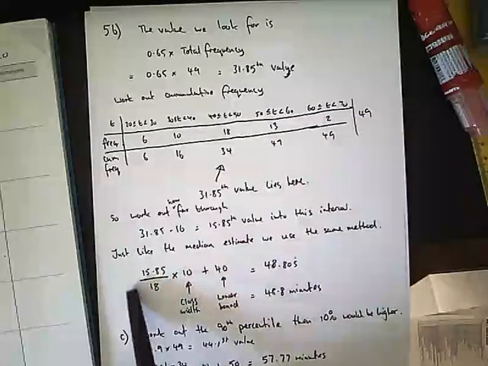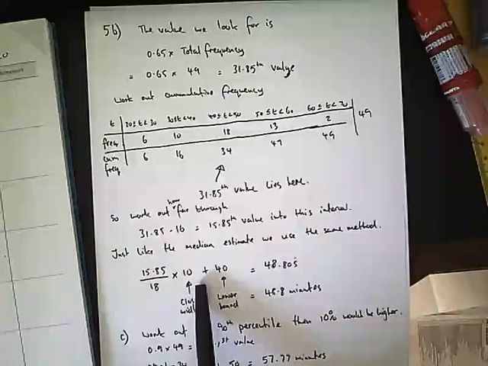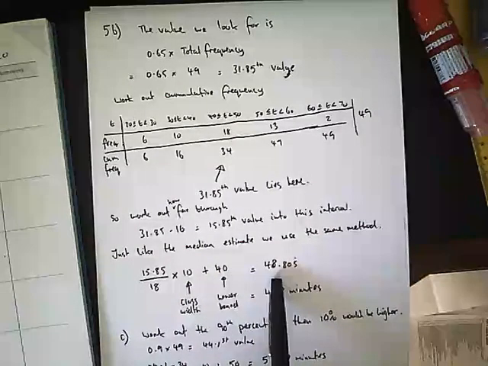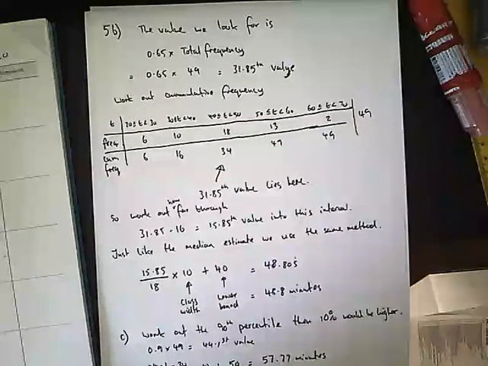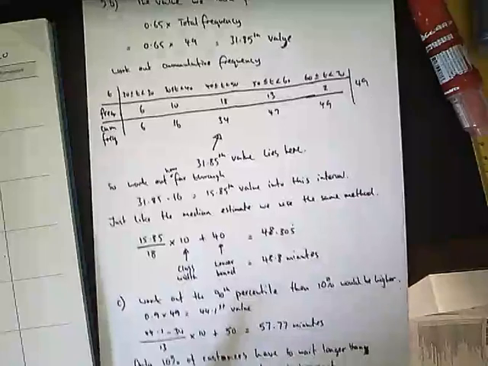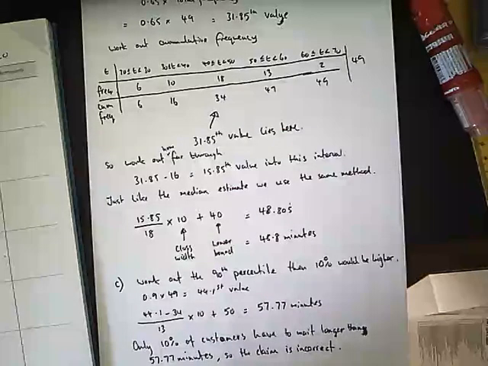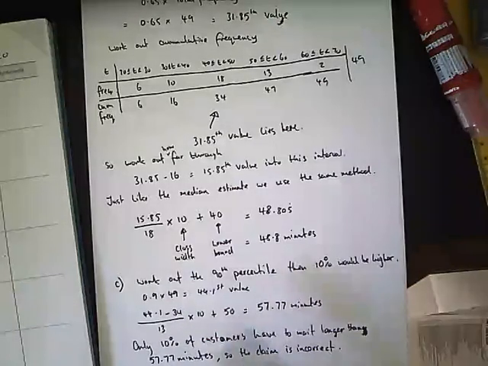So I do 15.85 divided by 18 times the class width. Add it onto the beginning of the interval, and we should get 48.805. Round that up, and we should get 48.8 minutes. So for part C, the 65th percentile is 48.8 minutes.